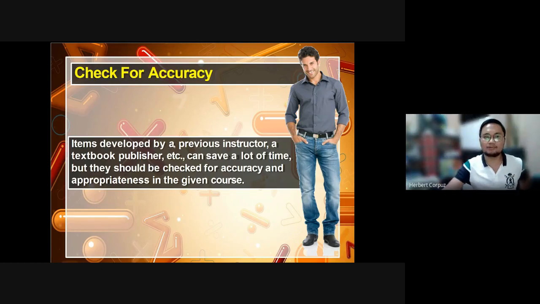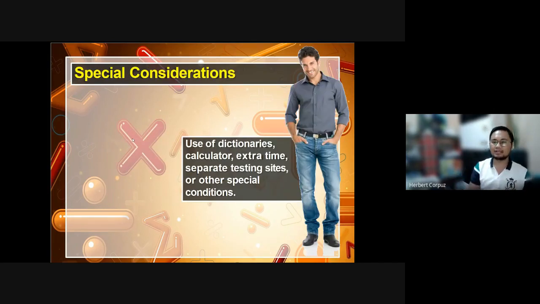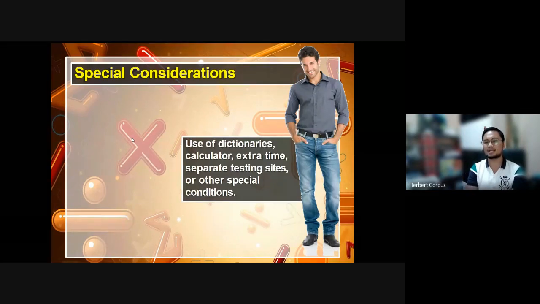Okay, so that's checking for accuracy. Next one, we have to proofread our exams. Because, you know, even if we have to do this, we have to do proofreading because tiny mistakes, such as misnumbering the responses, can cause big problems later. Okay, so we really have to proofread our exams before we publish them or before we let this exam be taken by our students.